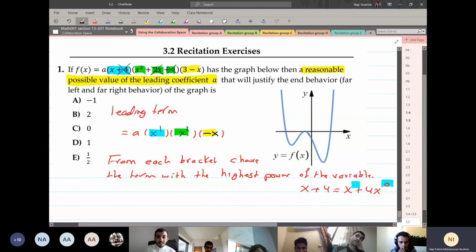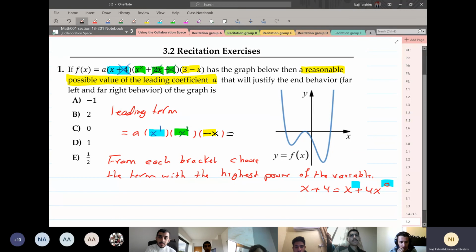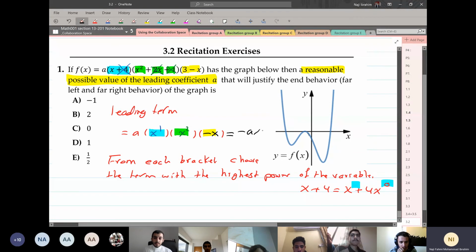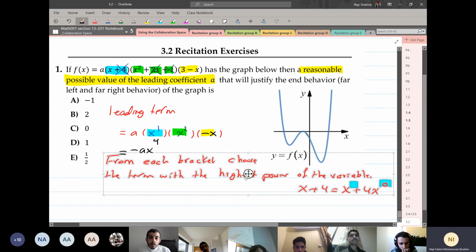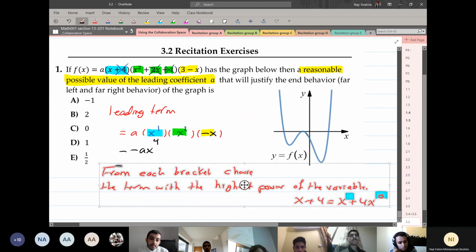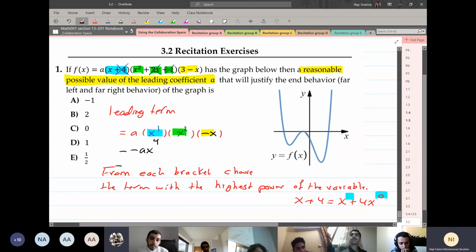Multiply all these, ya shabab. What will I get? A multiplied by x squared by negative x. The answer will be negative a x to power what? Negative a x to power 4. Now a question. What's the degree here, shabab? I think the degree is 4, right? Yes, which is even.